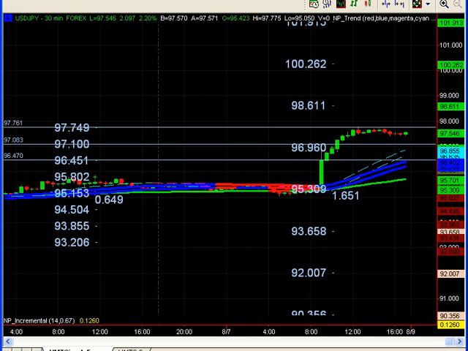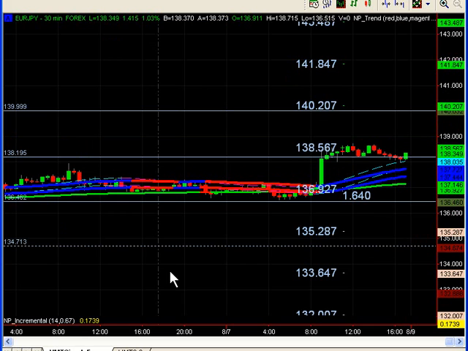Another good market was the Euro-Yen 30-minute. So this Euro-Yen trade's been interesting because it's actually been going for a little bit over a week.